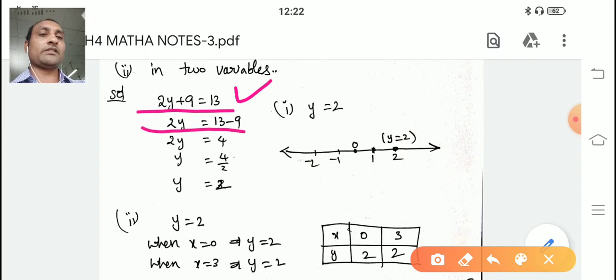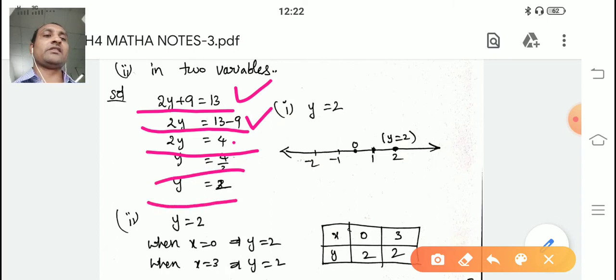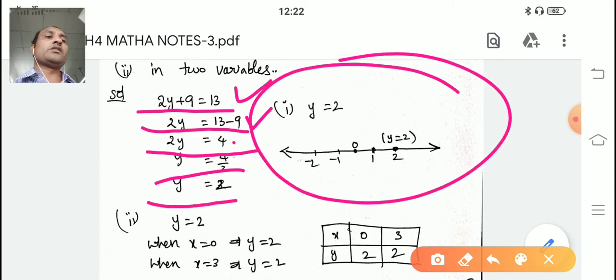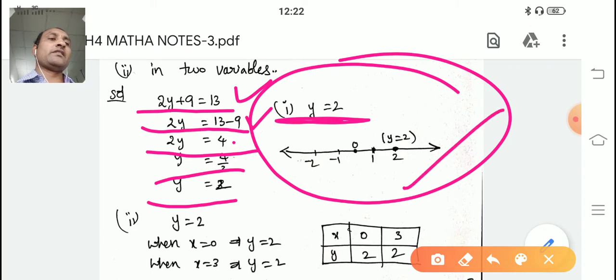2y plus 2y is equal to 13 minus 9, so 2y is equal to 4, because 13 minus 9 is equal to 4. y is equal to 4 by 2, so y is equal to 2. In one variable, on the number line, y is equal to 2 is a point.